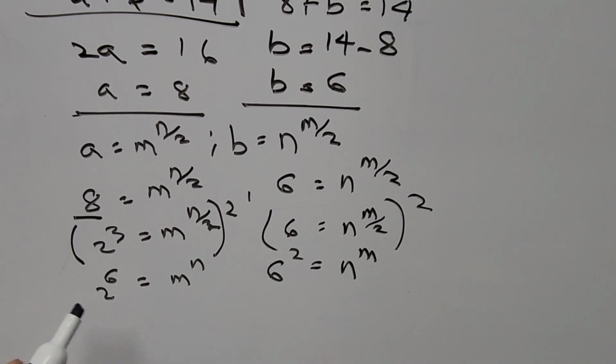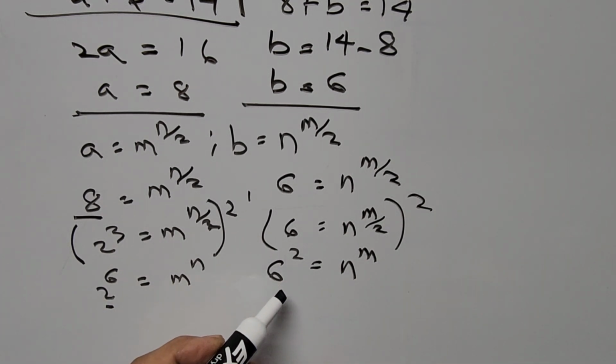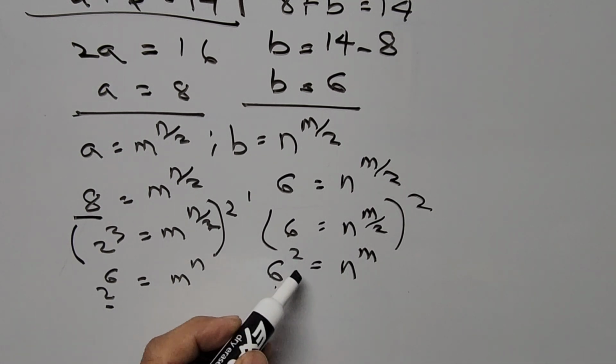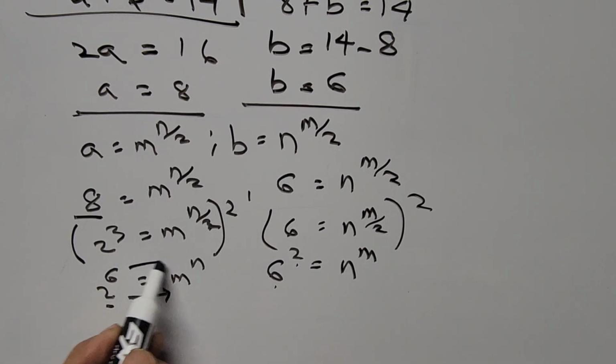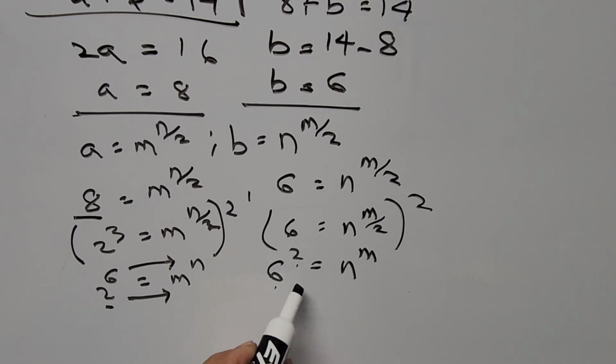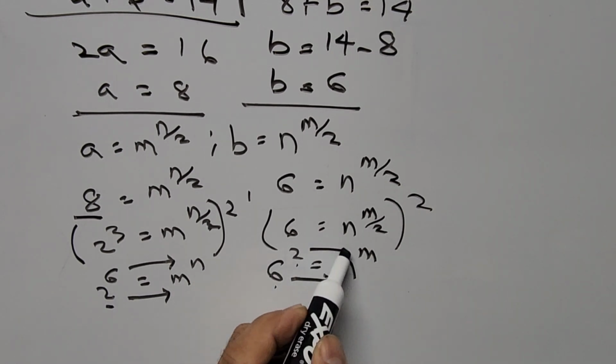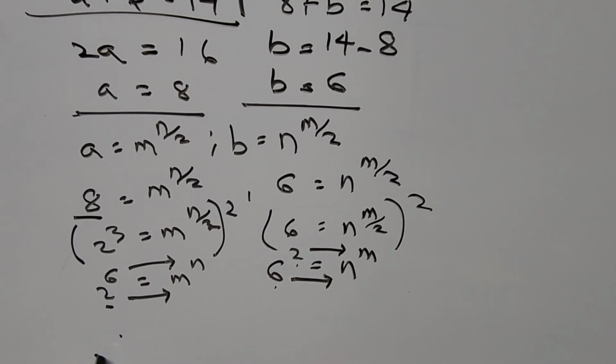And so now, did you notice the base here is 2, exponent 6. On the other hand, here the base is 6 and the exponent is 2. But correspondingly, if you notice, 2 corresponds to m and 6 corresponds to n. And here on the right hand side is the same thing. 6 corresponds to n and 2 corresponds to m. So therefore, we can say that m is equal to 2 and n is equal to 6, right?